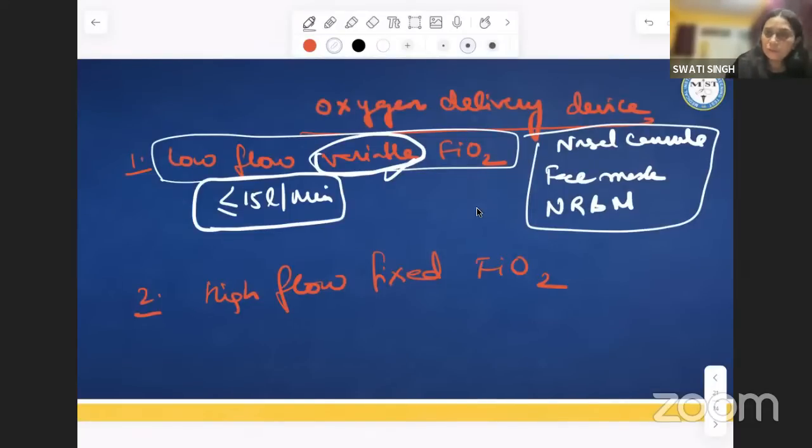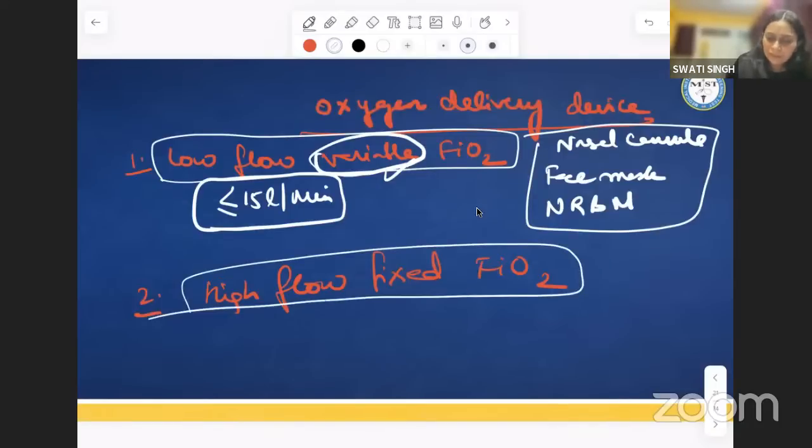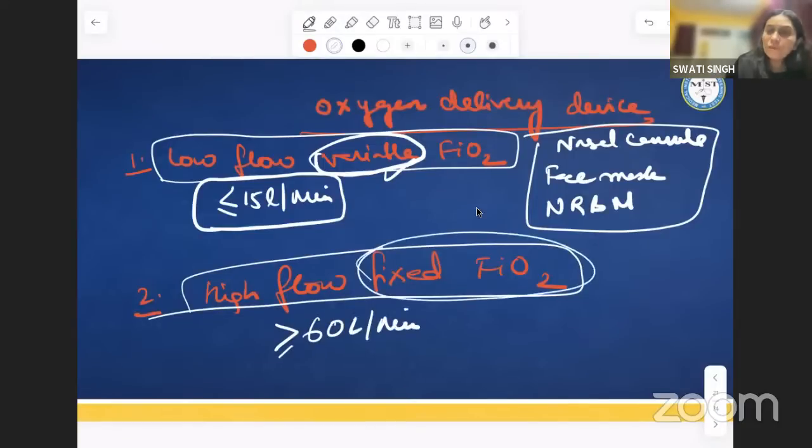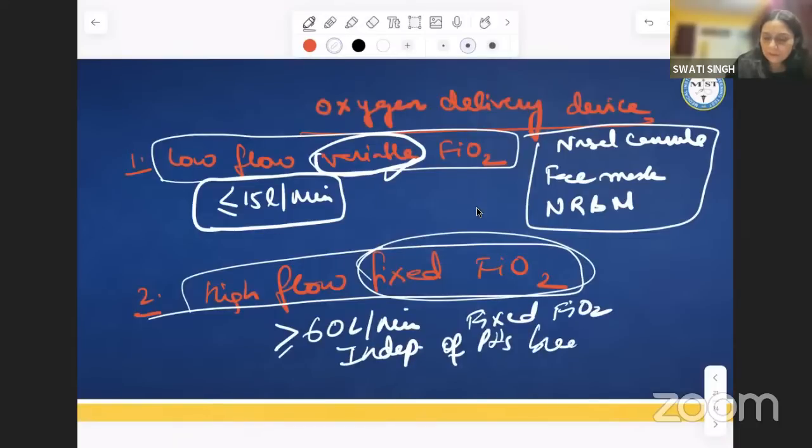High flow fixed FiO2 delivering device. They deliver flow of more than or equal to 60 liters per minute. And the FiO2 we give is fixed. They give fixed FiO2. They are independent of the patient's breathing pattern. So what are the devices which come under it? Venturi mask, high flow nasal cannula, HFNC.